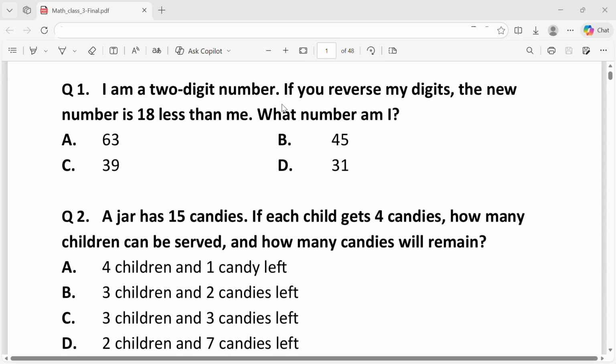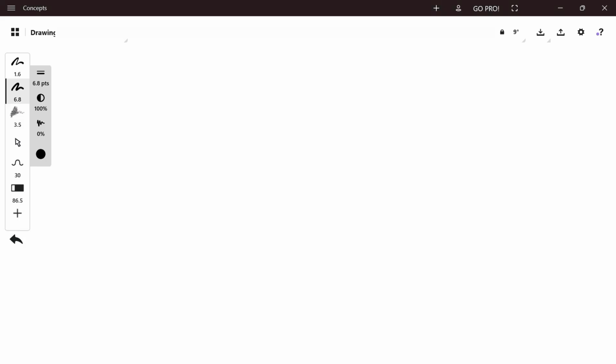Question 1. I am a 2-digit number. If you reverse my digits, the new number is 18 less than me. What number am I? Let the 2-digit number be represented by 10x plus y, where x is the tens digit and y is the units digit. The reverse number is 10y plus x.